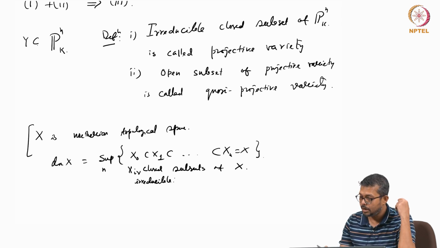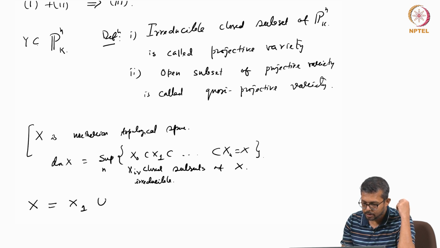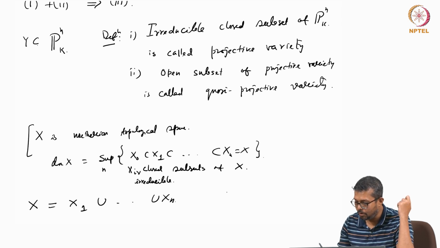See, this Noetherian topological space: if X is a Noetherian topological space, you can write it as X1 union X2 union ... union Xn, finitely many, right? Now the dimension of X will be the maximum of the dimensions of the Xi.